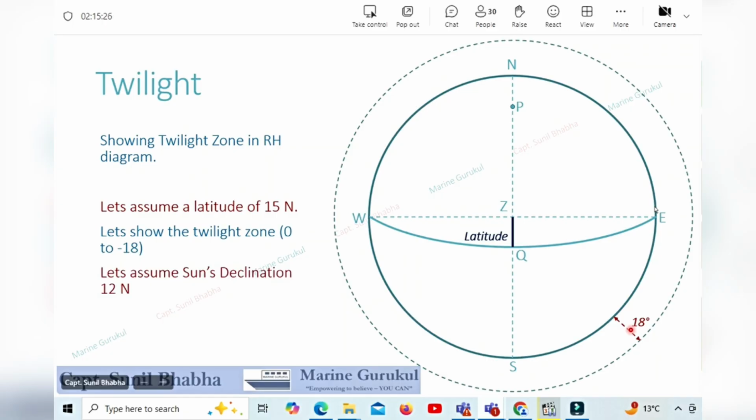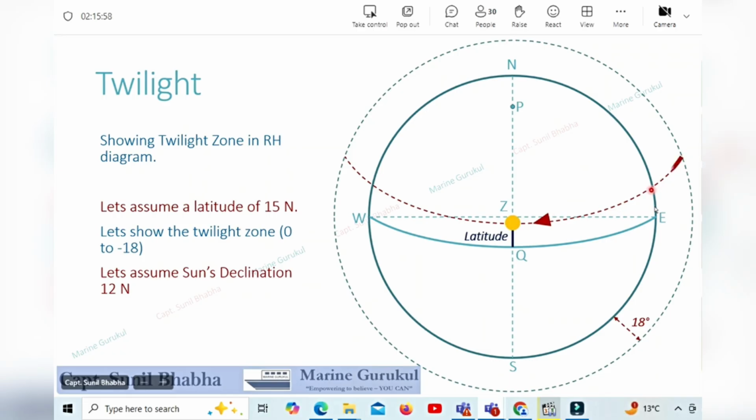Now let's try to show the sun also in this particular diagram. Let's assume that the declination of the sun on this particular day was 12 degrees north. So the sun is 12 degrees north of the equinoctial. You can see the sun coming up in the diagram. We can now also draw the declination circle of the sun. All the declination circles are parallel to the equinoctial and are centered at the pole. So we can see the declination circle coming up.